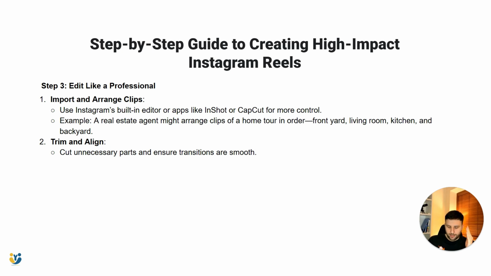Next thing you should do is obviously to trim and align, right? Just cut out unnecessary parts and only pick the best parts of each one of these videos, and literally just cut out all the fat, right? To ensure that when you piece these puzzles together, the transitions are smooth, right?